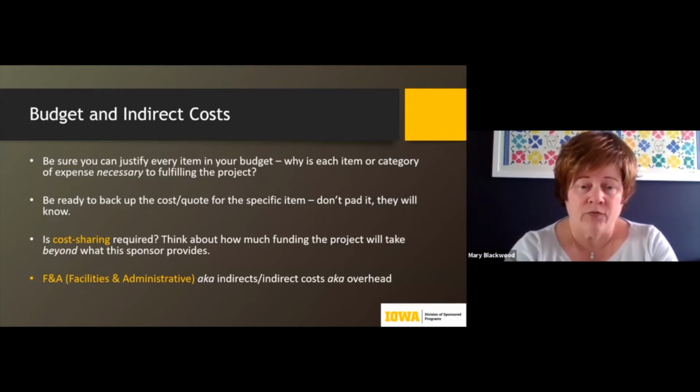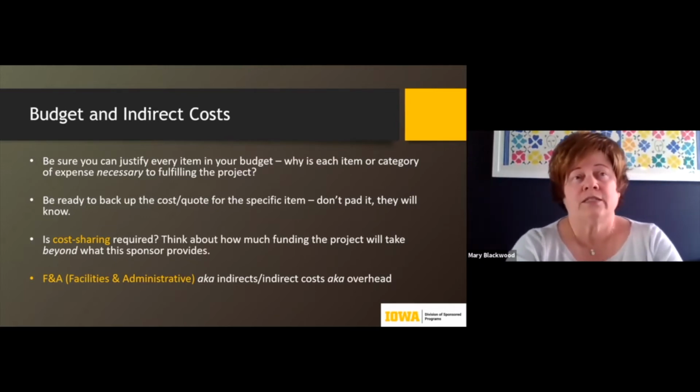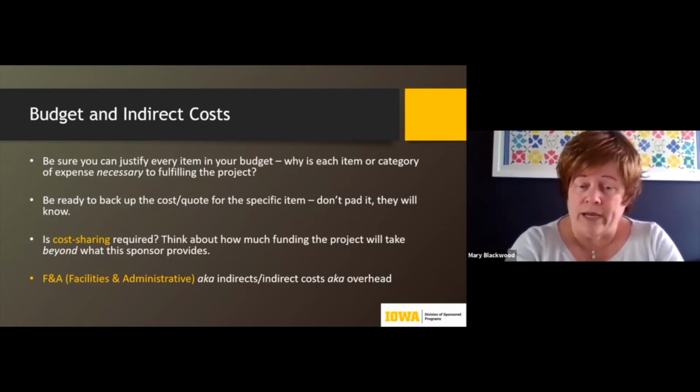If it's a private funder and they have a published policy that says they will not pay indirects, we accept that. If they say they will pay 10%, we will accept that. If they do not publish a rate, then we ask for 15% F&A.